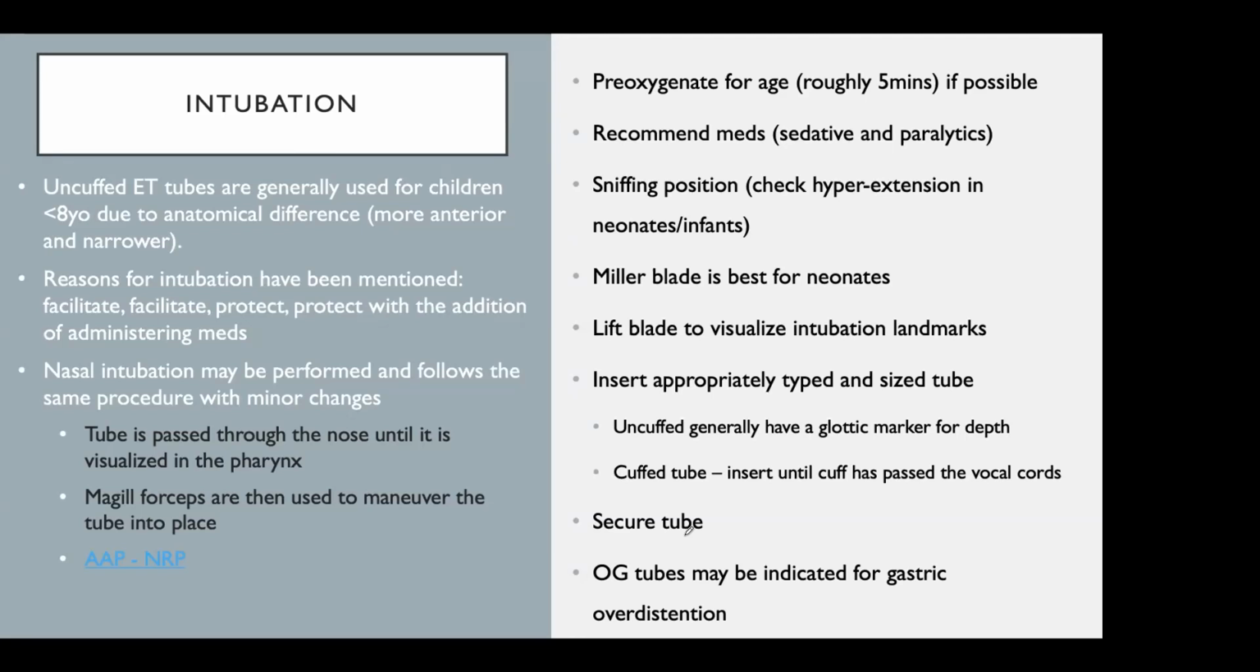Hopefully, what we're doing in intubating these children is granting them 80, 90 years or more of good living. And just by that alone, if we don't do it properly, we could diminish that. So, of course, we want to insert the appropriately sized tube, and the type of tube, whether cuffed or uncuffed. Those uncuffed tubes generally have a glottic marker for depth. Cuffed tubes, insert until the cuff passes through the vocal cords, then inflate. Secure the tube, however it may be. A lot of the kiddos get tape. A lot of other folks will have an ET tube holder. OG tubes may be indicated for overdistension.